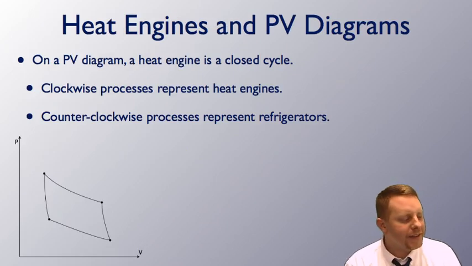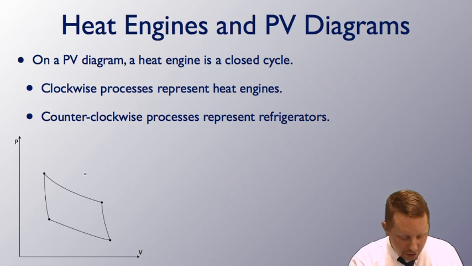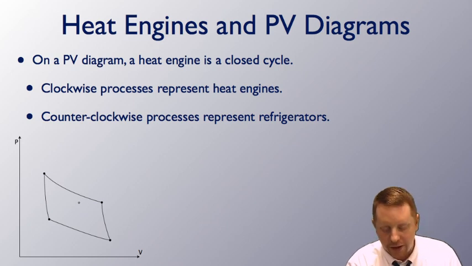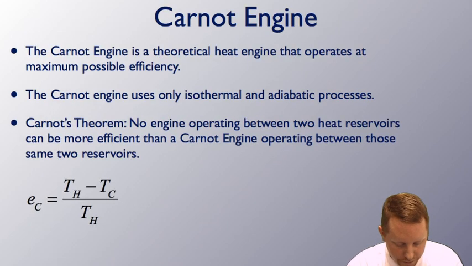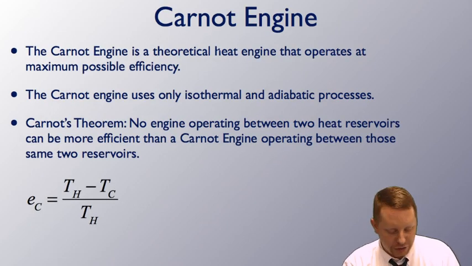Now, on a PV diagram, a heat engine is a closed cycle. And if you have a clockwise process, like that, it represents a heat engine. If it's going in the reverse direction, counterclockwise, well, that's a refrigerator type system. And Carnot engines are theoretical heat engines that operate at maximum possible efficiency. The Carnot engine uses only isothermal and adiabatic processes.